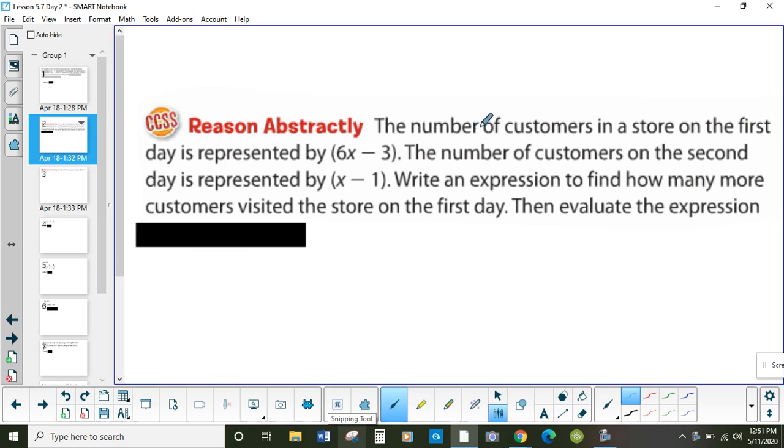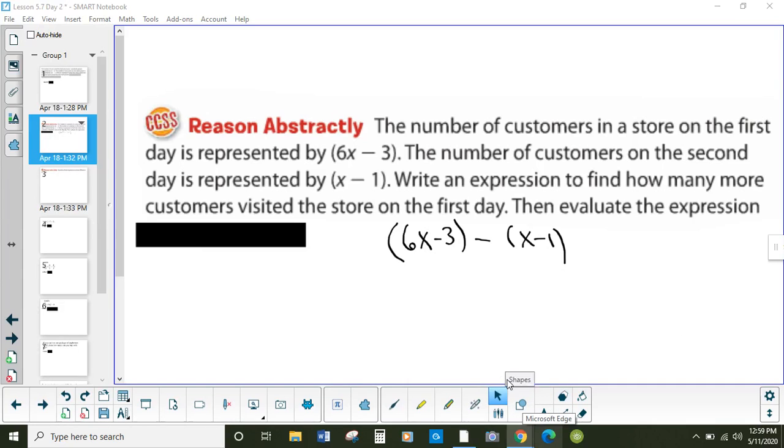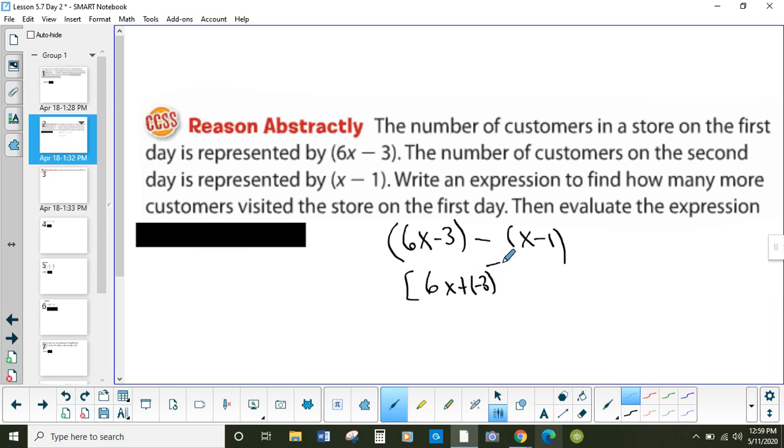So it says the number of customers on the first day. So first day is 6x minus 3. We're going to subtract the second day from that. So we'll go ahead and do the rule for subtraction. We're going to have parentheses inside parentheses, so I'll go ahead and switch over to brackets right now. So a -3 is the same as plus -3. Do my rule for subtraction here. I'm going to add the opposite. There's actually that minus sign means there's a -1 as the coefficient.